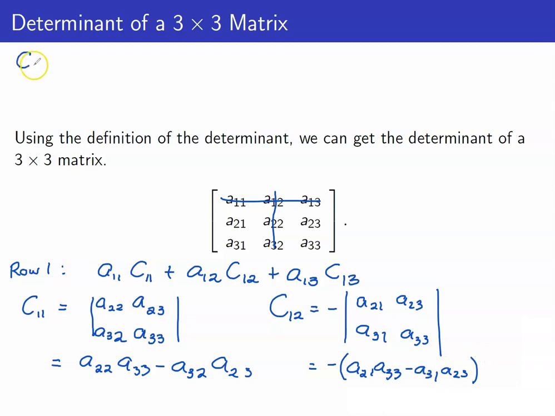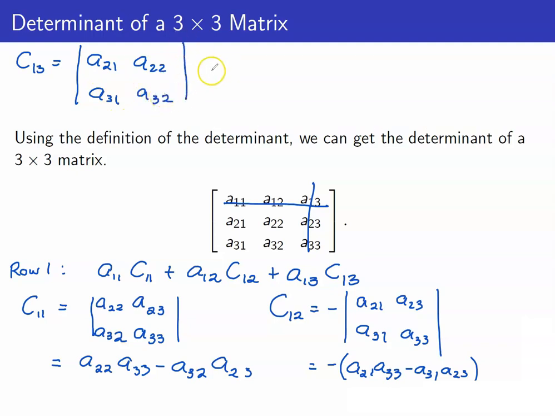I will write C13 here. 1 plus 3 is 4, so it's just the determinant of, remove this and this, A21, A22, A31, A32. So that's A21, A32 minus A31, A22.